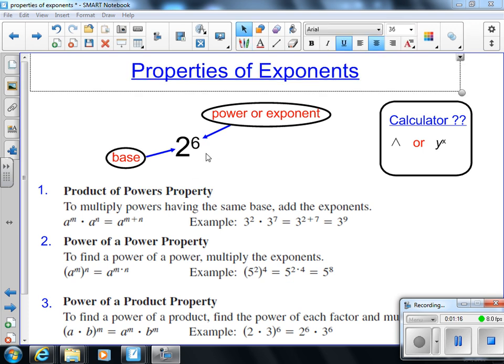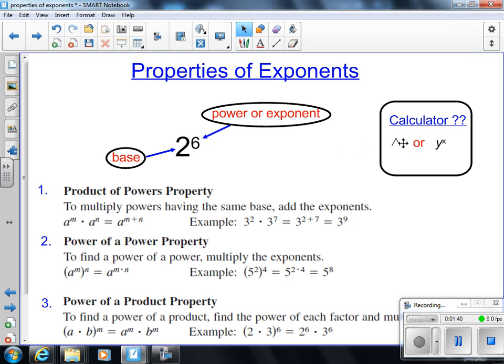So to start with, we're going to look at what is the power. The power or exponent is the little number, and that tells you how many times you're multiplying the base number. And the base number in this case is 2. This is read 2 to the 6th power, or you can read it 2 to the power of 6. Now, depending on your calculator, you may see a symbol to help you use exponents, either a caret symbol or a y to the x power symbol.